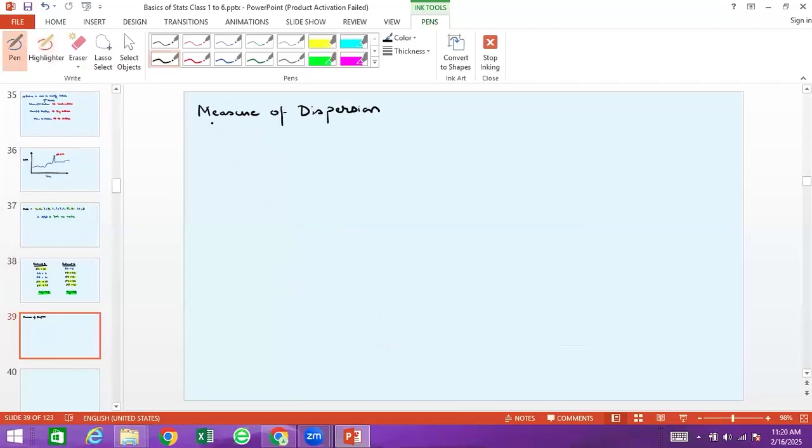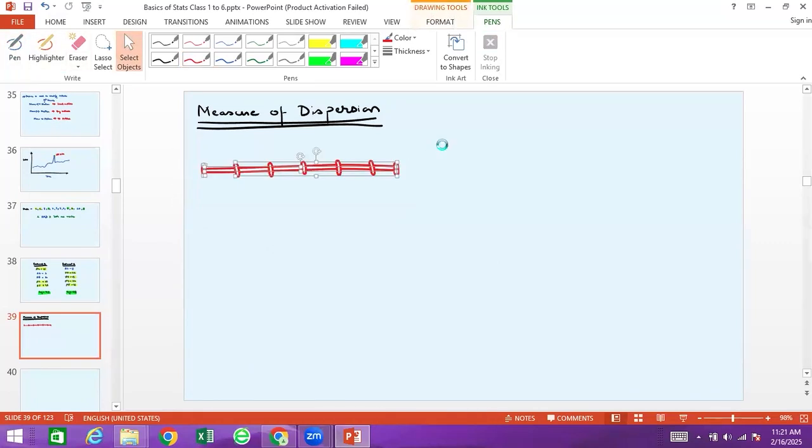Measure of dispersion. How much distributed the data is. Okay, now let's try to understand it using an example. Let's say this is 12, this is 13, this is 14, this is 16. Okay, let me copy paste this.